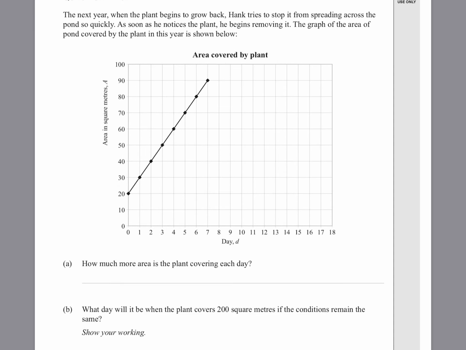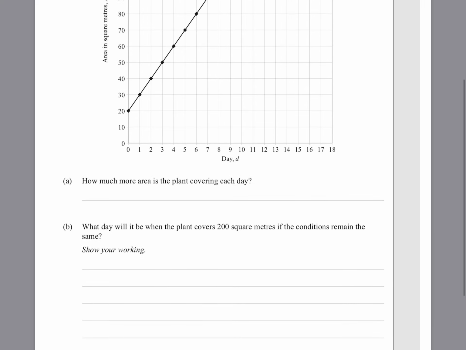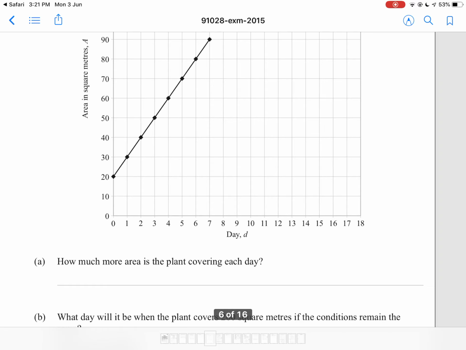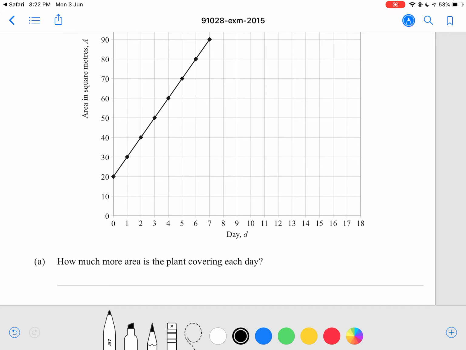Okay, and day in D. So how much more area is the plant covering each day? As you can see, on day 0 it covers 20 meters squared, on day 1 it covers 30, on day 2 it covers 40, day 3 is 50, day 4 60, etc. So in this question we're just going to state 10 meters squared. So it's increasing by 10 meters squared each day, and that will get you an achieved.